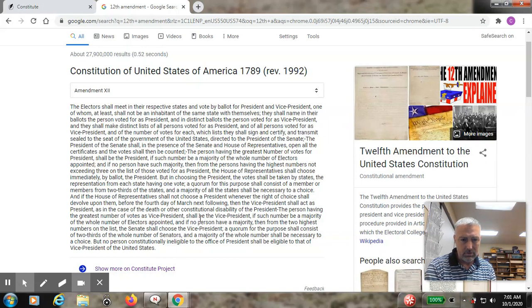A quorum for the purpose shall consist of 2/3 of the whole number of senators, and a majority of the whole number shall be necessary to a choice. Now, if the Senate votes on the vice president, they don't do it as a state delegation. They're voting as individual senators, and it's just a simple majority vote. No person constitutionally ineligible to the office of president shall be eligible to that of vice president of the United States. Now, the other thing that impinges upon this is the 25th Amendment, which sets up the order of succession.